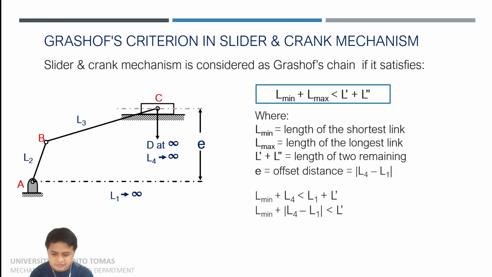So if we recompute this again, to identify if this is a Grashof chain, we just add the shortest link plus the offset distance. And if this is less than the other link, which in this case is L3, then it will be a Grashof chain. So A and B can fully revolve.